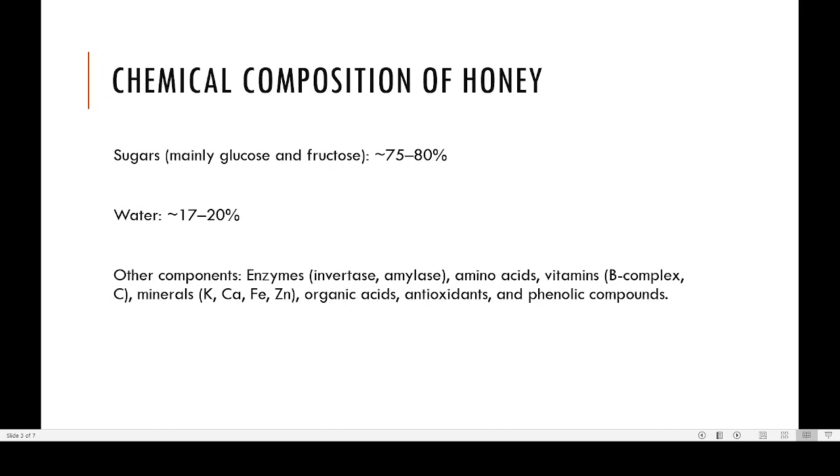Now, if you go to the chemical composition of the honey, it mainly contains sugar. About 75 to 80% of the honey is sugar. Then water, the amount of water will be 17 to 20%. Other components present in the honey include enzymes, mainly invertase and amylase, both of which originate from the stomach of the honeybee. Then we have amino acids, vitamins, and minerals like potassium, calcium, iron and zinc, which are the primary minerals. Then we have organic acids, antioxidants and phenolic compounds.